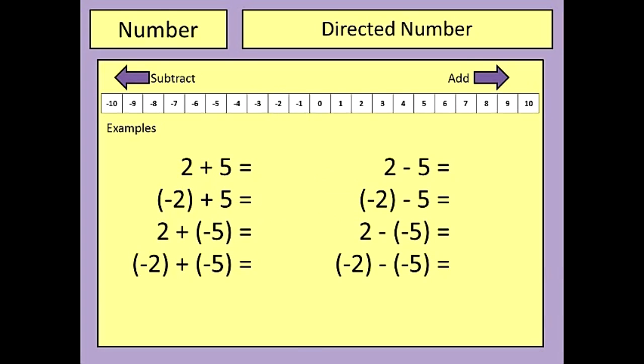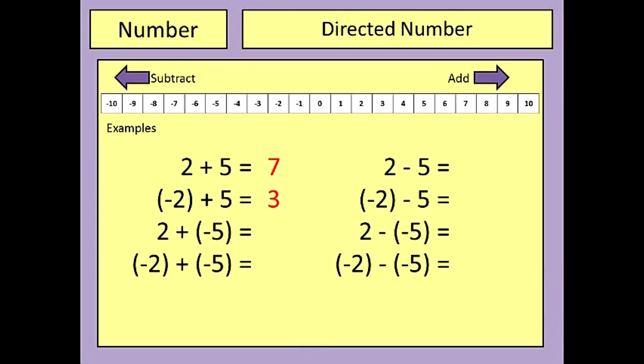Okay, so the very first one, 2 plus 5, should be no trouble here, that's 7. The second one, negative 2 plus 5, is actually fairly straightforward. I'm going to start on negative 2 and just move 5 spaces forwards in the add direction, giving me an answer of 3. The next one, 2 plus negative 5, have to be a little careful here.